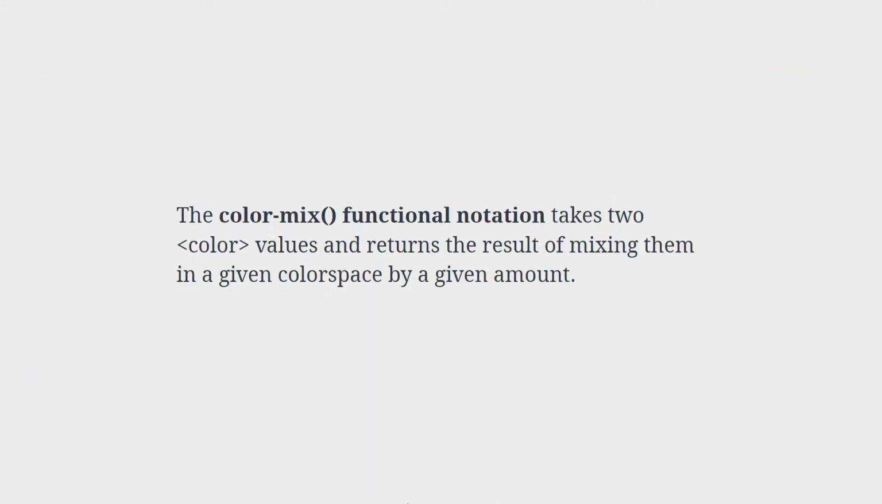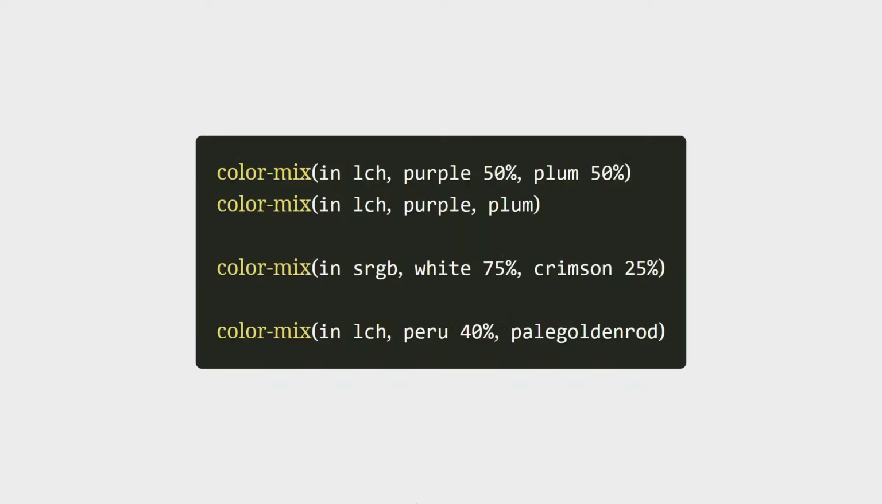Also new is the color mix function. With this, you can mix 2 colors. It works like this: you tell the browser in which color space you want to operate, then you give the browser the first color and then the second color, and tell it by which values you want to mix them. If you don't tell the browser the values, the browser will mix it 50-50.